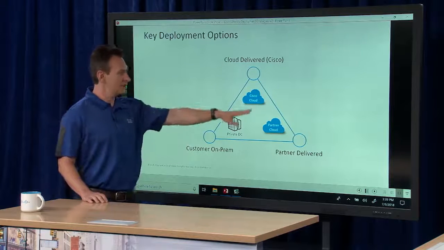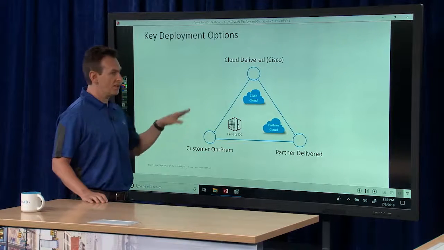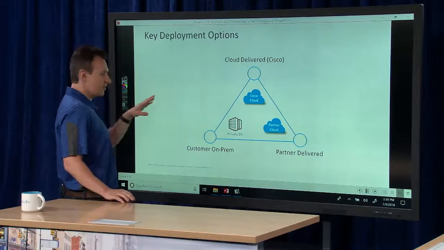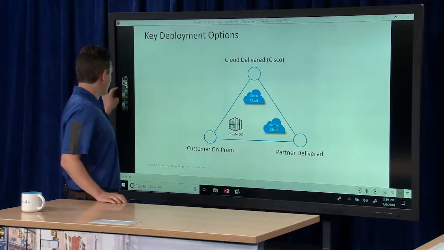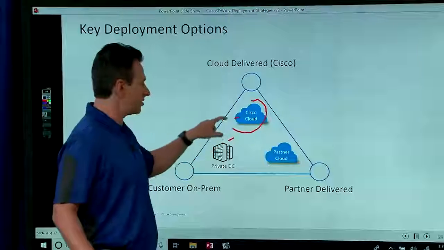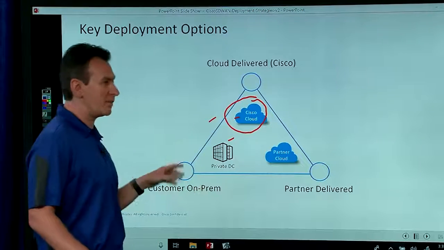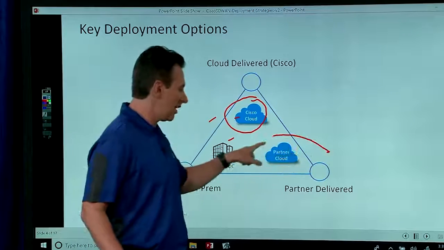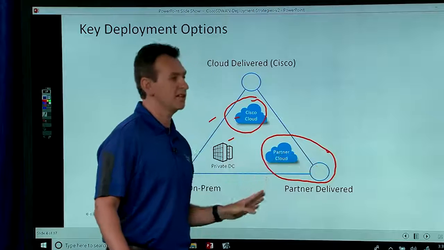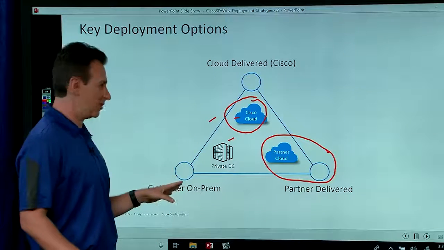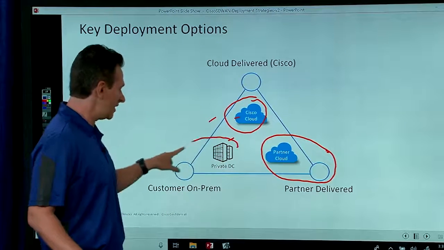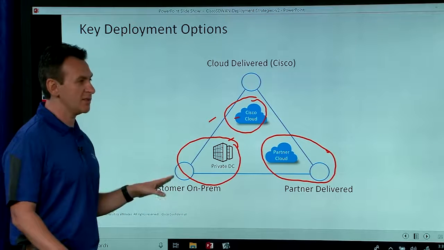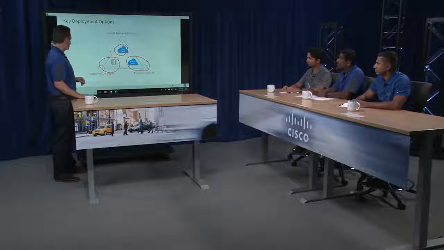So as you can see, three different deployment models. They're all powered by three different types of backend clouds. The Cisco Cloud, which is the Cisco public cloud backend that powers the Cisco delivered solution; the partner cloud or partner environment that powers the partner delivered solution; and at the end, the private data center that powers the solution when it's deployed in the customer data centers by the customers themselves.